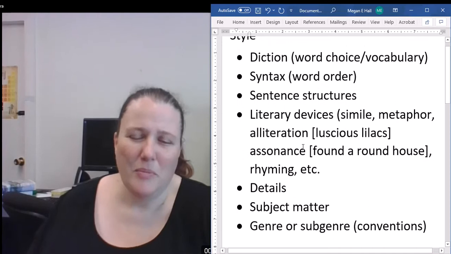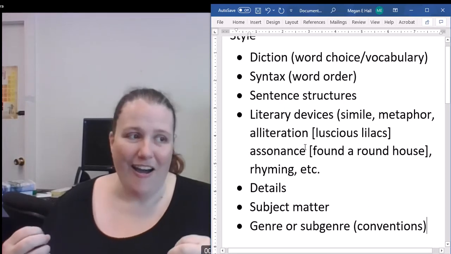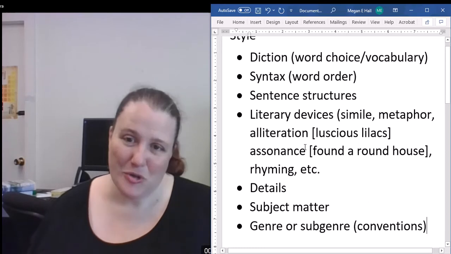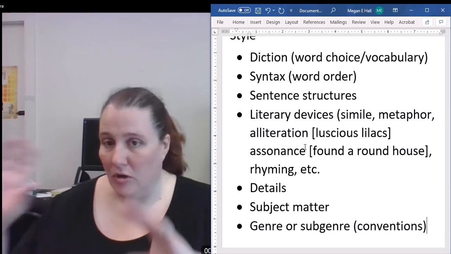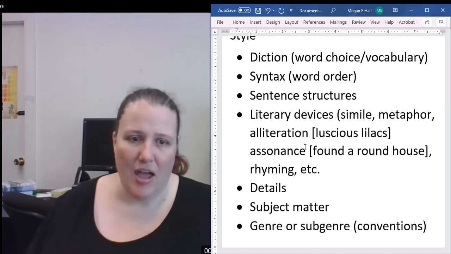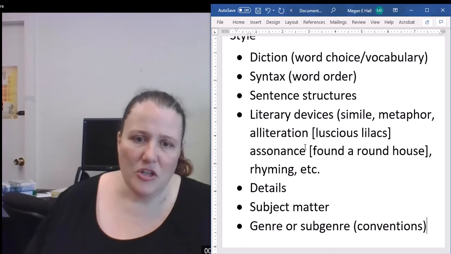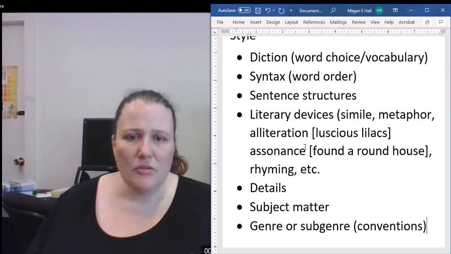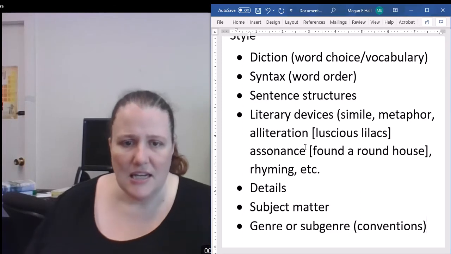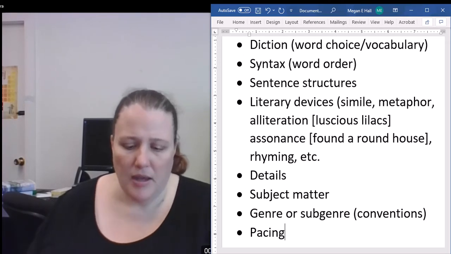And I mention it here because we have talked about some of these things as we've looked at our mentor texts, our short stories, as we've looked at our befores and afters, those creative writing samples, but we haven't really talked about genre that much, so I wanted to mention it here. But conventions of the genre or subgenre, what literary devices you're using, the details, the subject matter, things like pacing would also be a part of this.